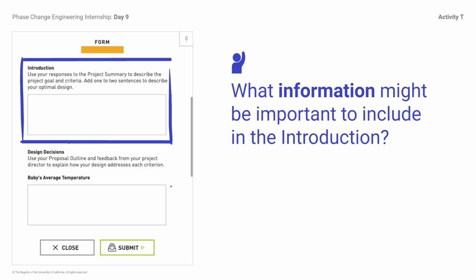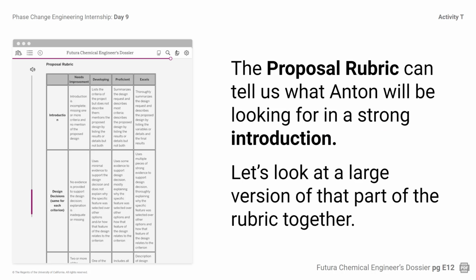Remember, you already wrote most of this information when you submitted your project summaries at the end of your research phase. The project summaries will help you write your introductions. The proposal rubric can tell us what Anton will be looking for in a strong introduction. Let's look at a large version of that part of the rubric together. You can find the proposal rubric in Chapter 5, Proposal Resources in the dossier, by following the link in the daily message.